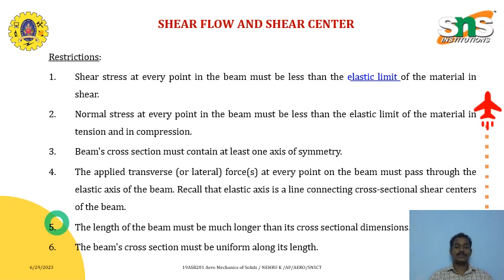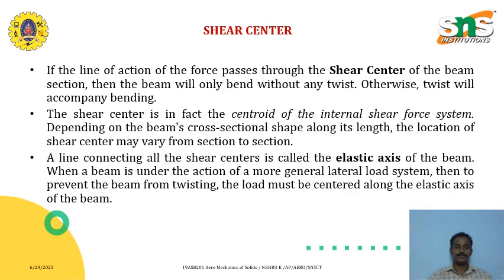Next, the length of the beam must be much longer than its cross section dimension. So the length should be very long compared to the cross section of the structure. Then finally, the beam's cross section must be uniform throughout the length. So this is the arbitrary material. The cross section and the length should be uniform. It should not have any deviation.